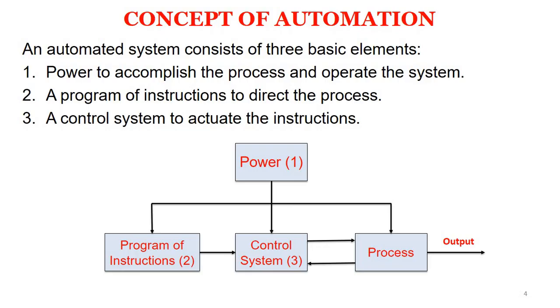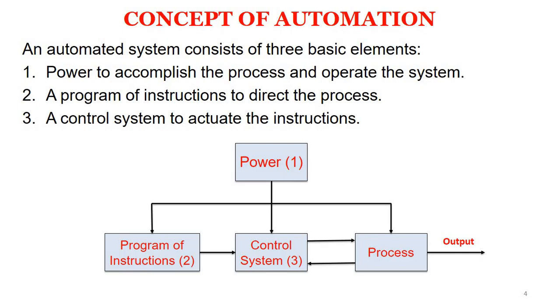So the first one is power. Power is required to run the program of instruction, to run the control system and to run the process. The second one is the program of instruction. The program of instruction is a set or sequence of programs or processes that can be implemented in any machine. By using that program, we run the process. The third one is the control system. The control system monitors the process, and sometimes if the process varies, we have to monitor and control it by using the control system.